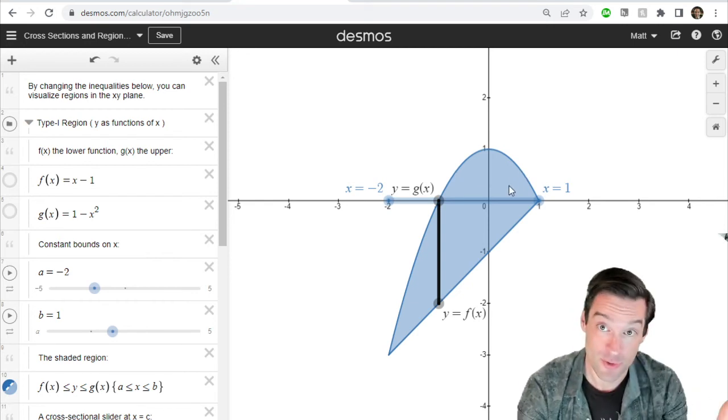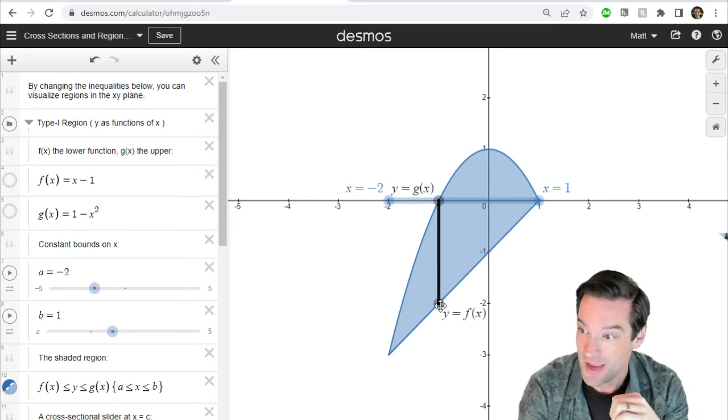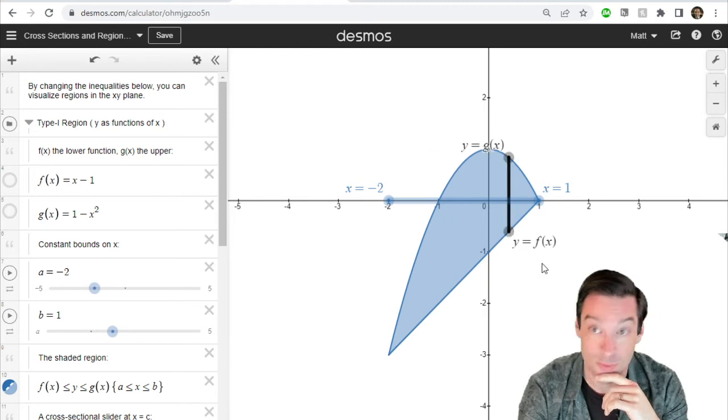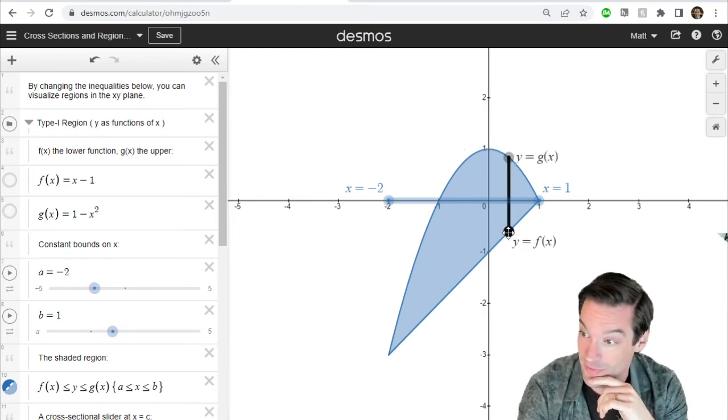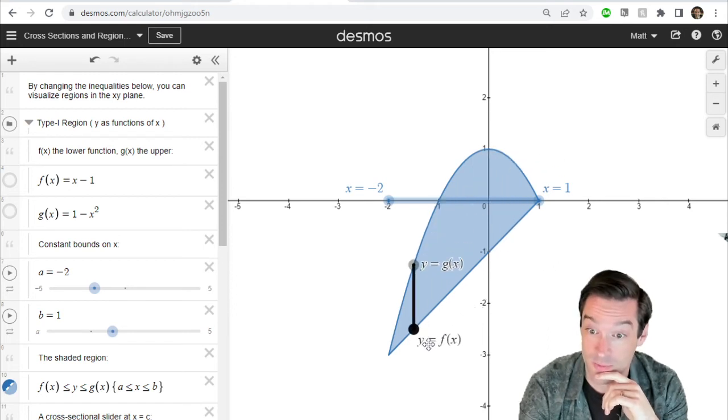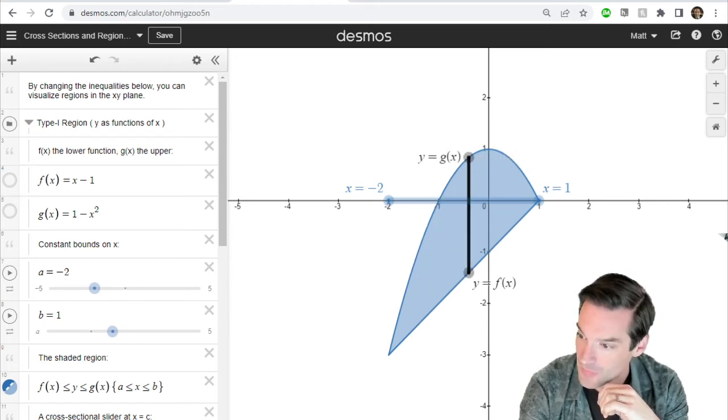And so if we tried to do a type 2 description, we would have to break this region up into 2 pieces because it would have a different left and right hand function down here than it has up here. So that's another reason why the type 1 description is much more tractable for us, because we can have the same lower function and the same upper function for every single cross section that we would draw through this region.